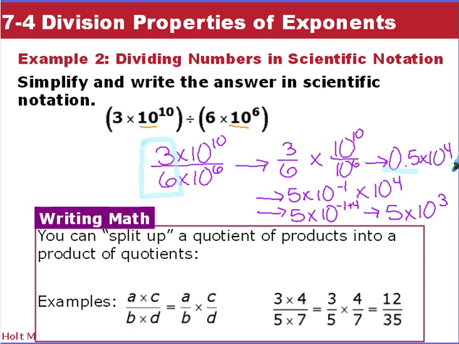Taking 0.5 and writing that in scientific notation becomes 5 times 10 to the negative 1. And we carry this 10 to the 4th down. So 5 times 10 to the negative 1 plus 4, bases are the same. We add the exponents, gives us 5 times 10 cubed.